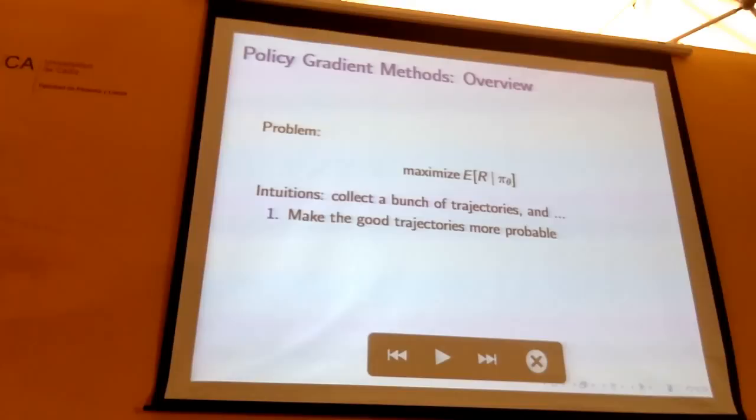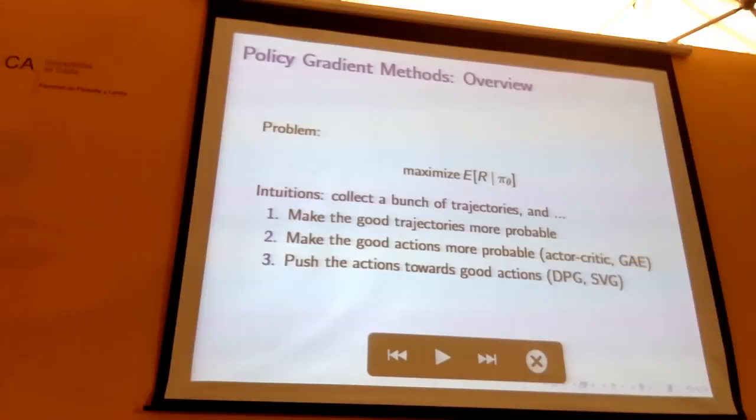The crudest possible methods are just going to take the good trajectories and try to make them more probable. Then there are going to be some more refined policy gradient methods which actually try to figure out which actions were good and which actions were bad and try to make the good actions more probable. And then there's another set of methods which directly try to push the actions towards better actions. The later lectures are going to talk about these more sophisticated methods, but basically this is a summary of the different kinds of policy gradient methods we're going to talk about. Today we're just going to talk about the first point, which is the methods that are kind of crude and just try to make the good trajectories more probable.